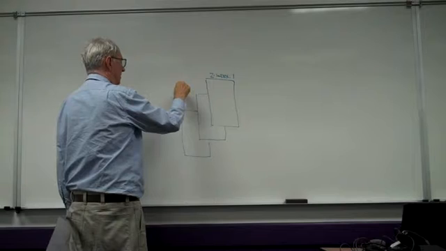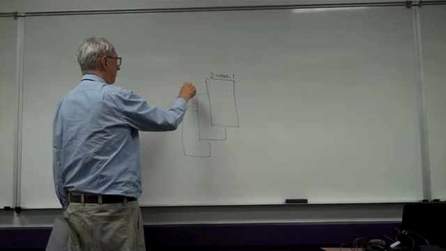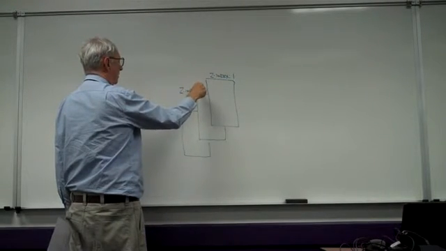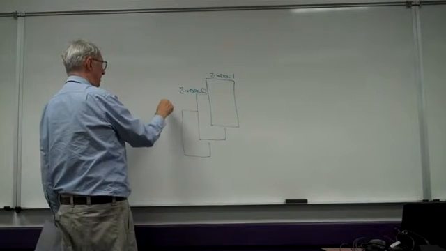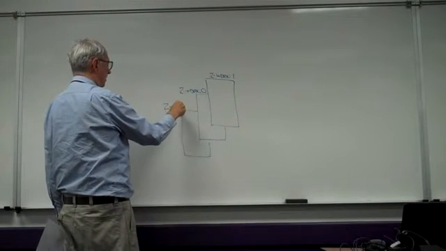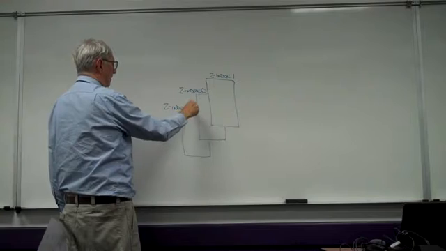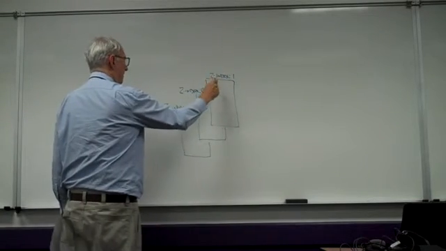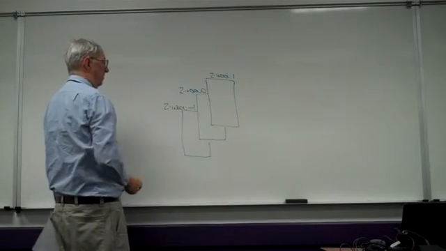This guy right here is at Z index 0. And this guy right here is at Z index -1. So this is at 1, this is at 0, this is at -1.